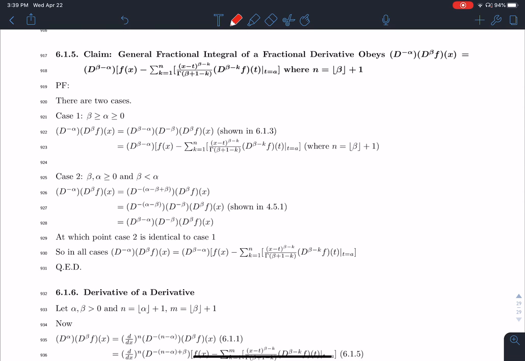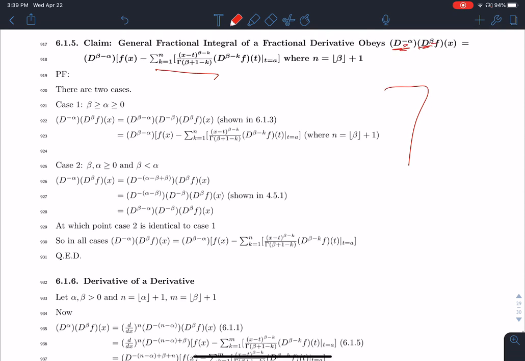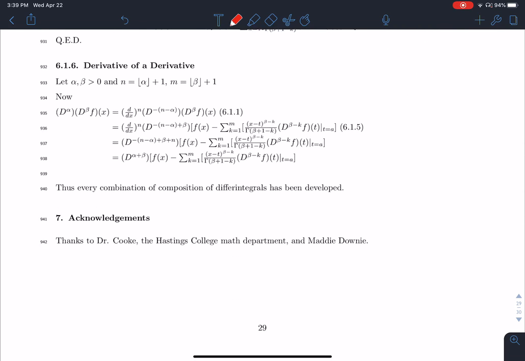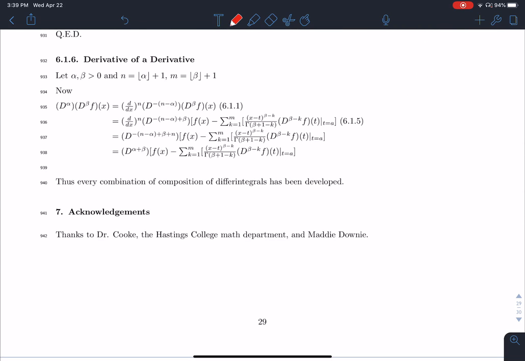Okay, so now we're going to take a general fractional integral of a fractional derivative. Again, somewhat ugly, but since we already built the case where we have like orders in the previous proof, it's a little bit easier because we don't have to do that again. So two cases, and here's the derivative of a derivative. This is kind of the last combination of composition of differintegrals that we could be interested in. And it's actually a fairly easy proof, but you have to understand the sigma notation, the two ones we just did, so I won't show it to you.